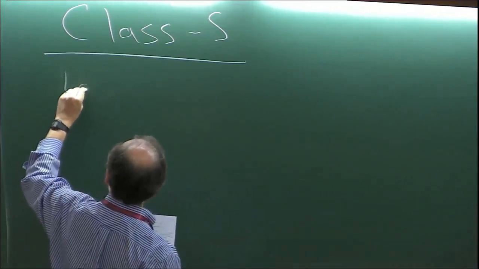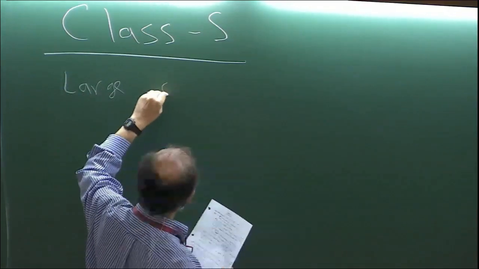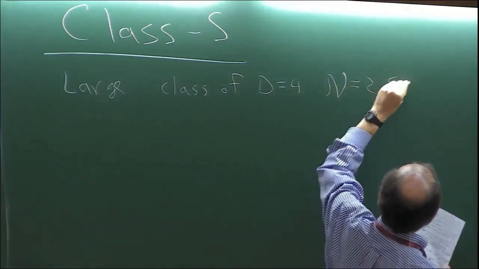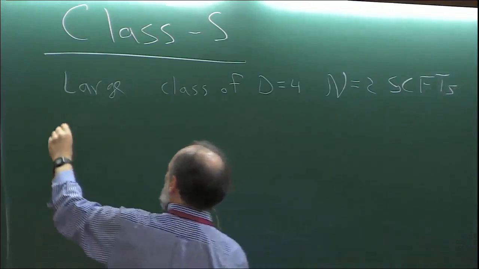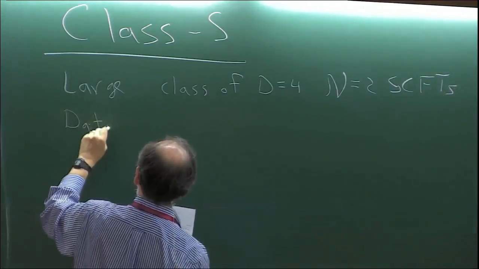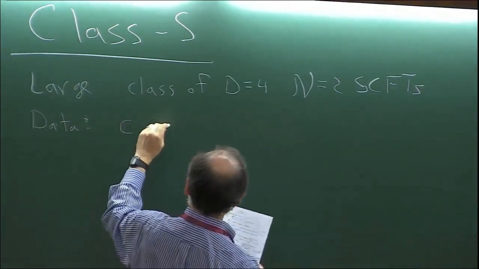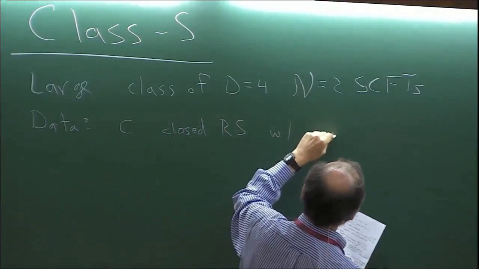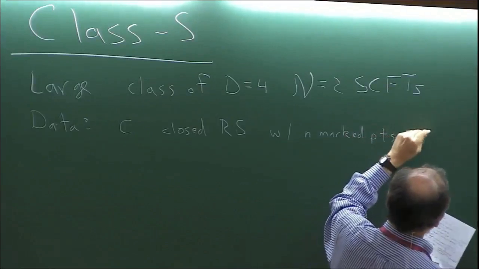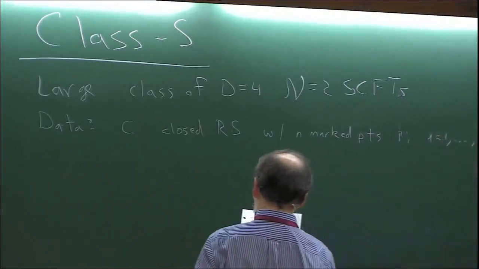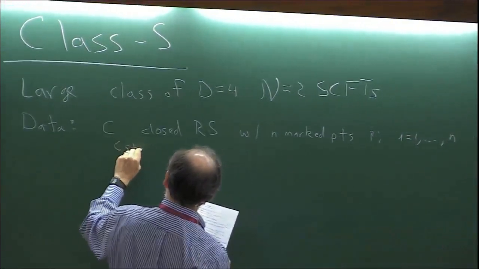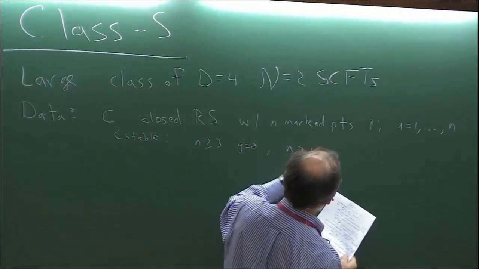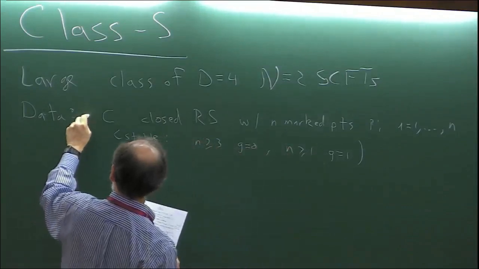So what I'm going to be talking about is a large, but not exhaustive, class of D equals 4, N equals 2 superconformal field theories. And the data to specify one of these consists of a closed Riemann surface C with n marked points, p_i, i equals 1 to n. And I'm going to demand that C be stable. So n is greater than or equal to 3 for genus 0, and n is greater than or equal to 1 for genus 1. So that's one piece of data.